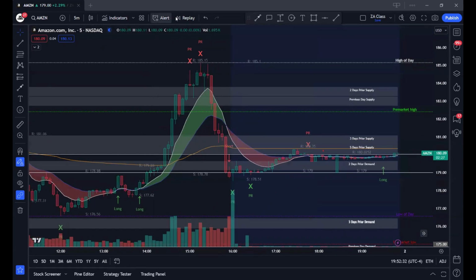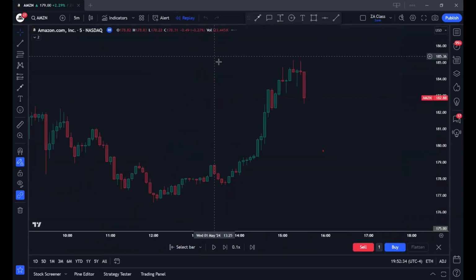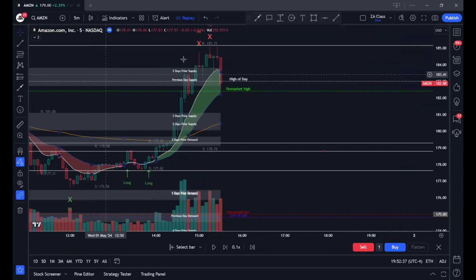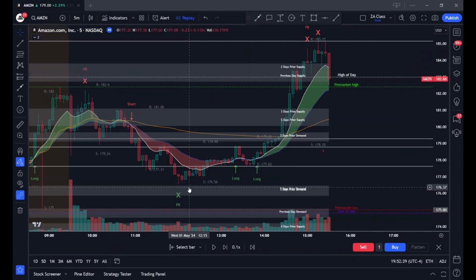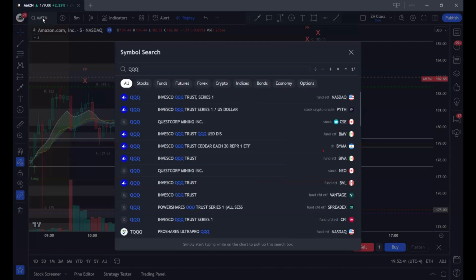Yeah, the supply and demand indicator is on this chart. If I click the replay button so I can show you the labels, you can see right here we have supply and demand, right? It's built in.